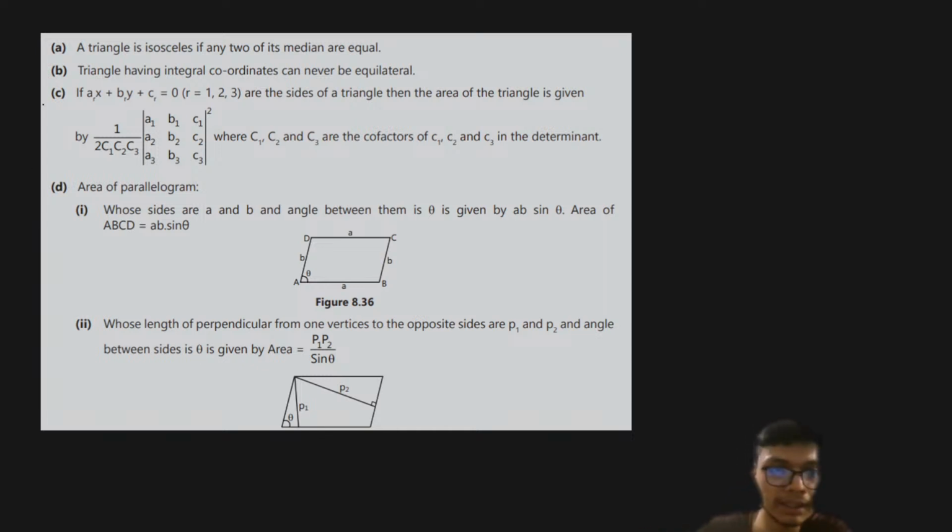So let us see, if I have a triangle which is an isosceles triangle, a triangle is isosceles when any two of its medians are equal.